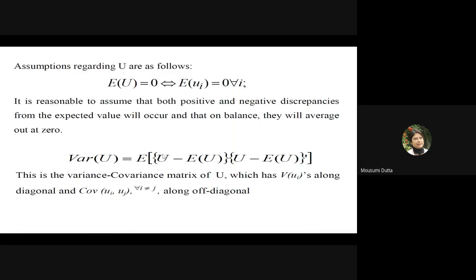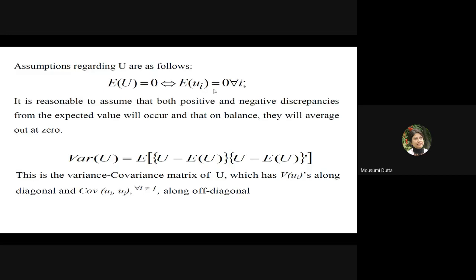So let's start with the first assumption. You are familiar with this assumption: expectation of ui is equal to 0 for all i. Now, when we are using the notation of vectors and matrices, capital U is nothing but the error vector. So expectation of u vector is equal to a null vector. However, this is equivalent to the assumption that expectation of all ui's should be equal to 0.